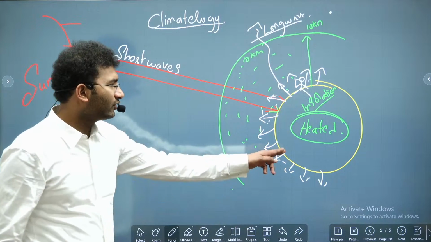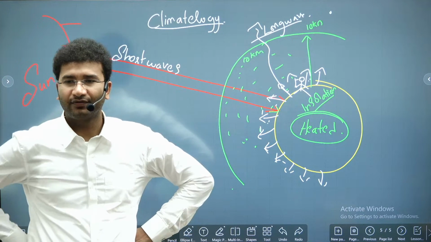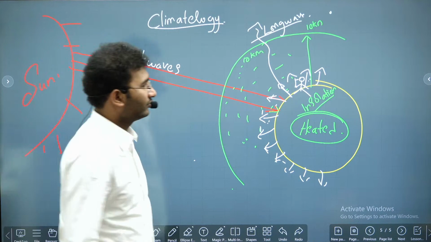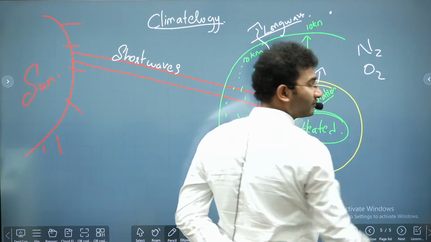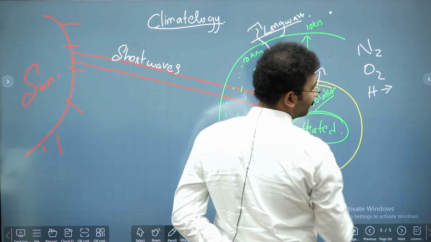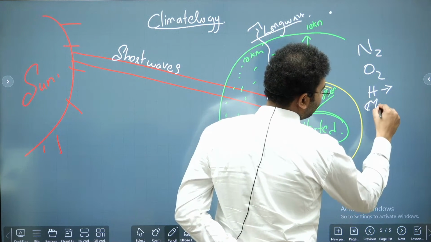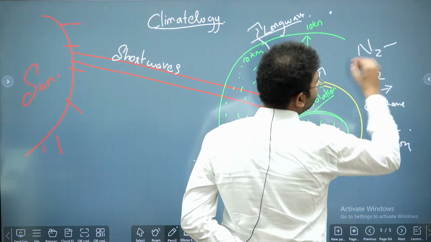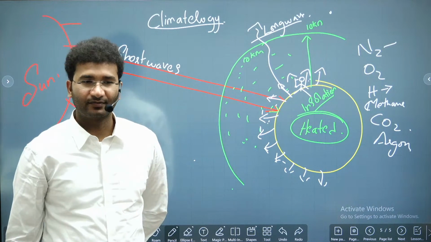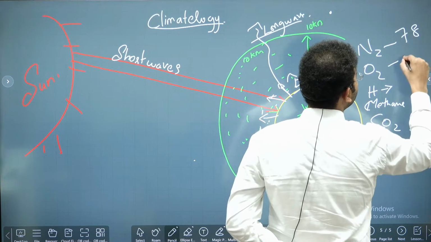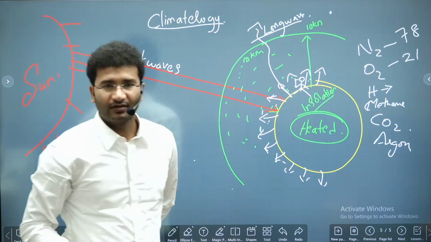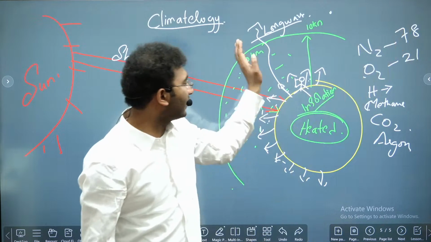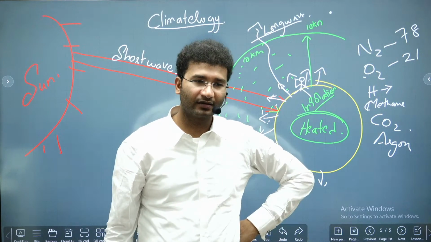And you know that from 0 to 10 kilometers, which type of atmosphere, or what gases, will you find? You say nitrogen, oxygen, hydrogen, methane, carbon dioxide, argon. Nitrogen in the atmosphere is what percentage? Nitrogen is 78, very good. Oxygen is 21%. Nearly 99% of the air is nitrogen and oxygen, right?